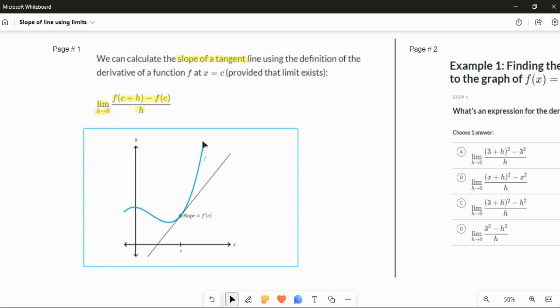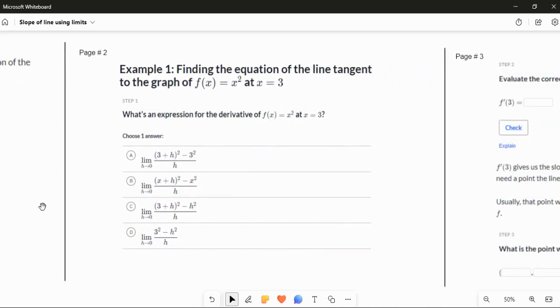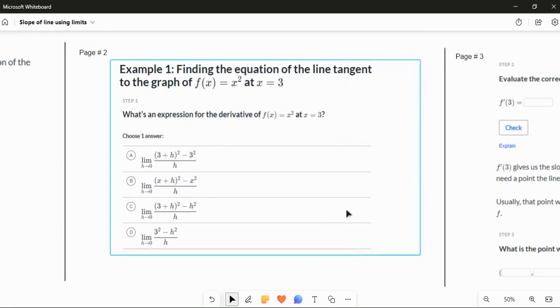And you can see it here. This is our graph of f, and this will be the slope of, in this case, positive, the slope of this tangent line. Tangent means it will touch this graph at exactly one single point. That being said, we can move to our page number 2, where there is an example here.